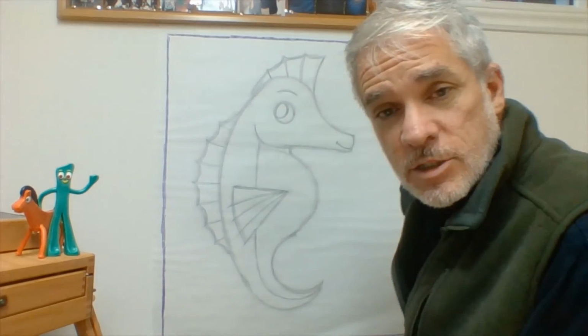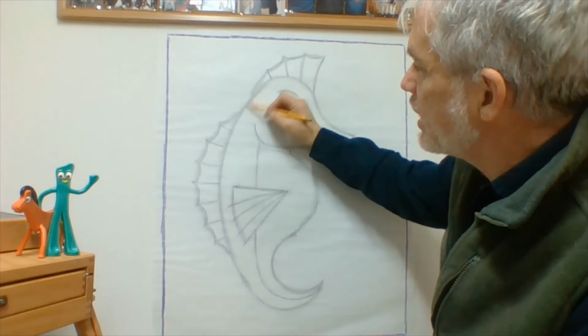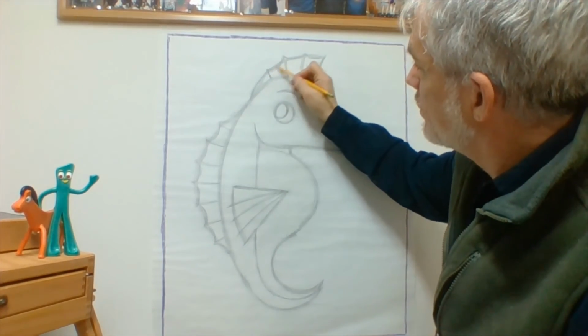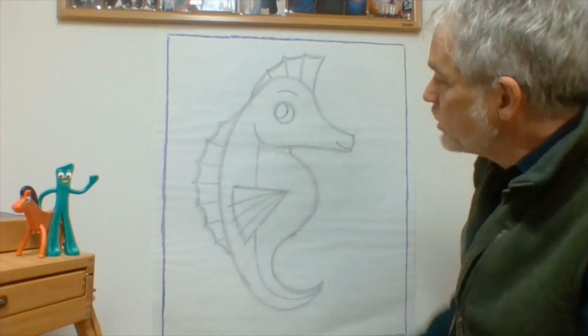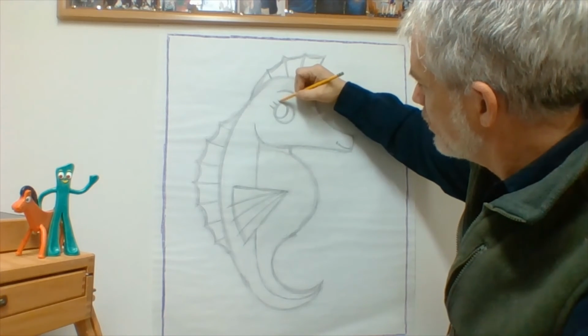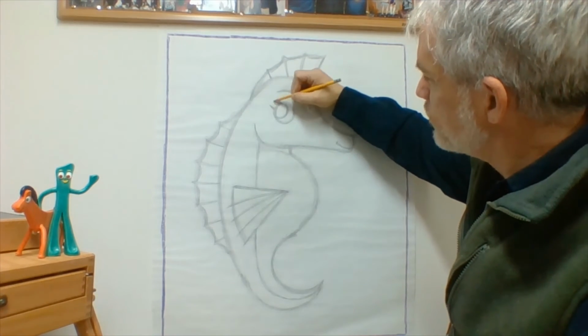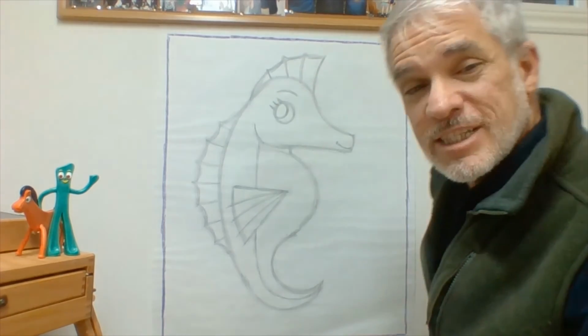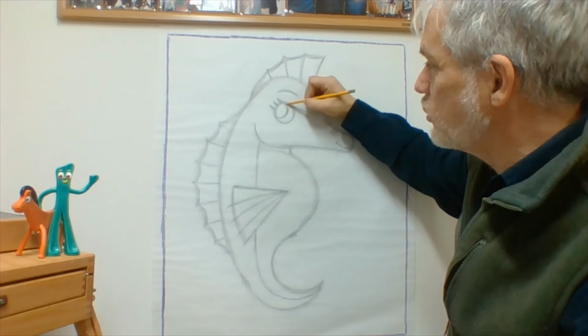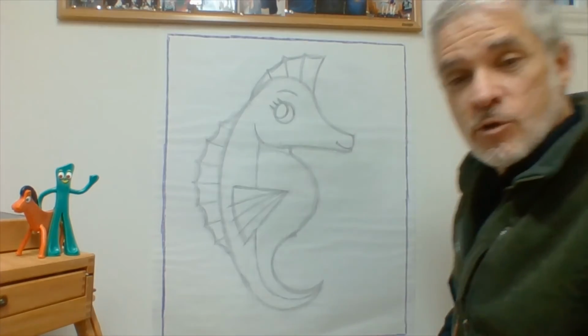Now, as I've been working on this picture, I keep saying his. Like my seahorse is a boy. But if you want your seahorse to be a girl, you can give your seahorse some eyelashes. I don't think seahorses really have eyelashes. But if you think that makes it look a little cuter or a little prettier, then go ahead and do that.